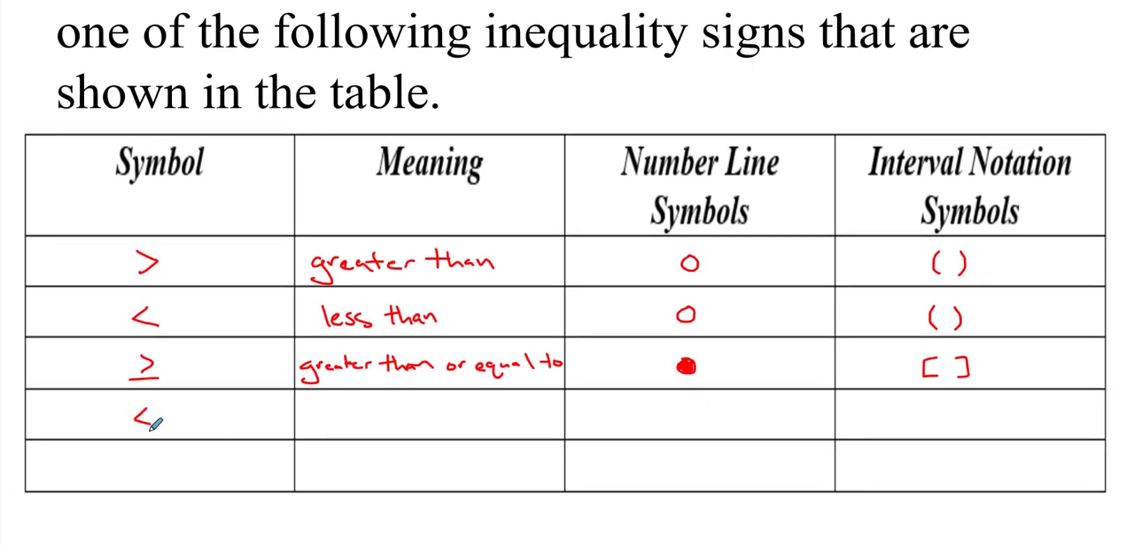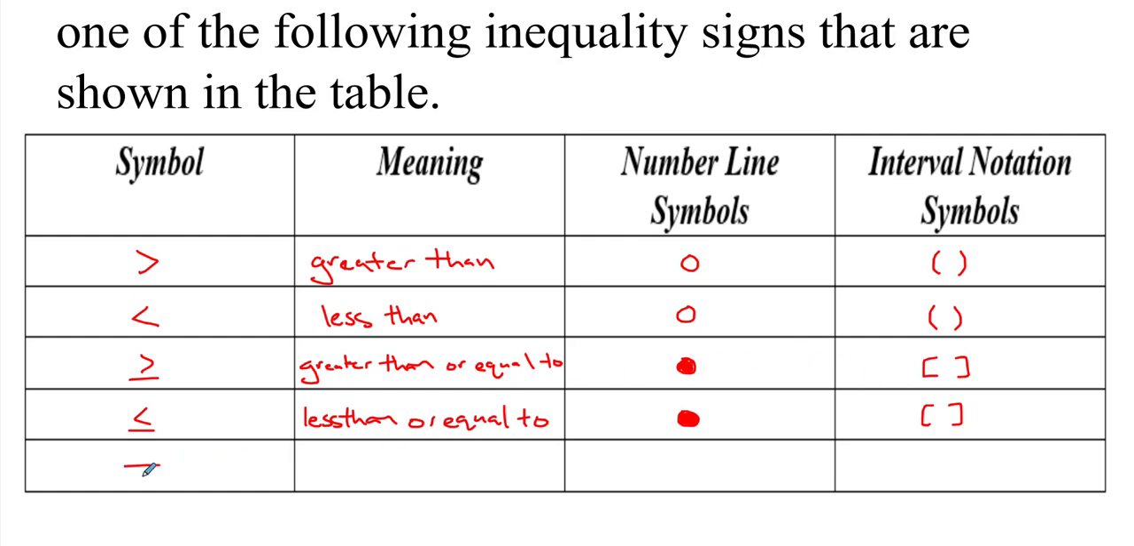Okay, and then on the other end we have the less than or equal to. Please excuse my handwriting. Not the best on this little tablet here. And again, we got this solid dot. Anytime you see that equal to, this underline underneath, you're going to have this solid dot, and in interval notation you're going to have these square brackets.